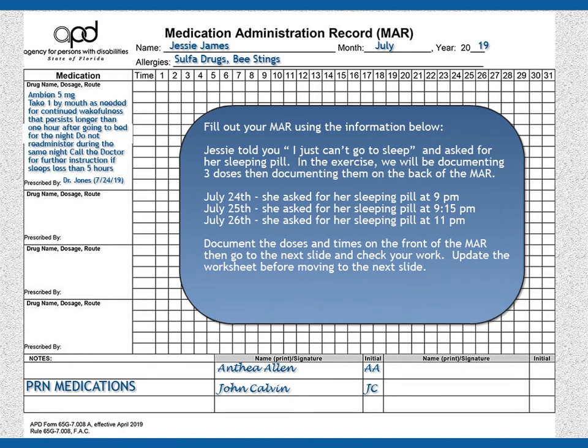Fill out your MAR using the information below. Jessie told you, "I just can't go to sleep," and asked for her sleeping pill. In the exercise, we will be documenting 3 doses, then documenting them on the back of the MAR. July 24th, she asked for her sleeping pill at 9 p.m. July 25th, at 9:15 p.m. July 26th, at 11 p.m.